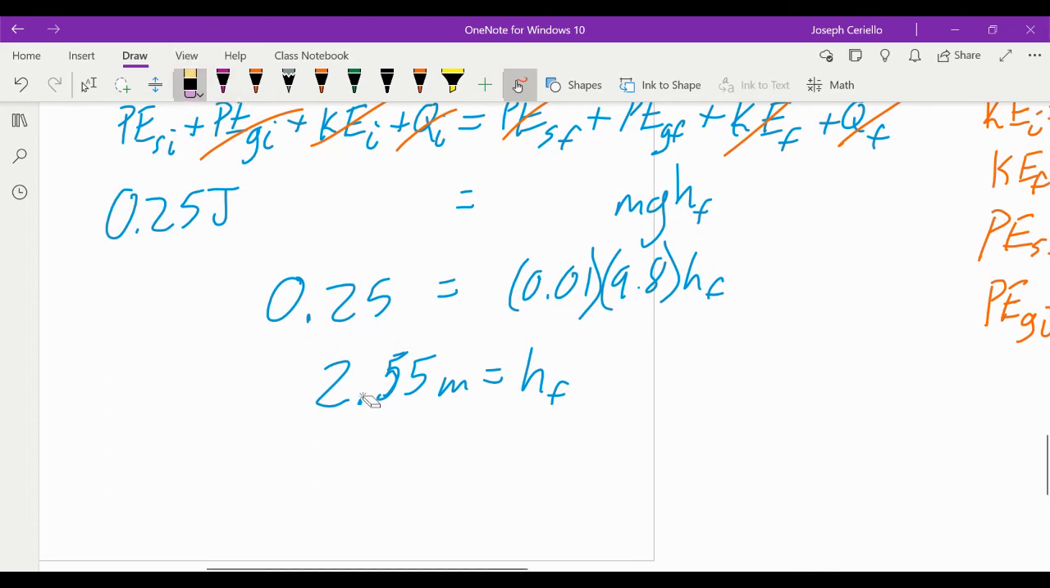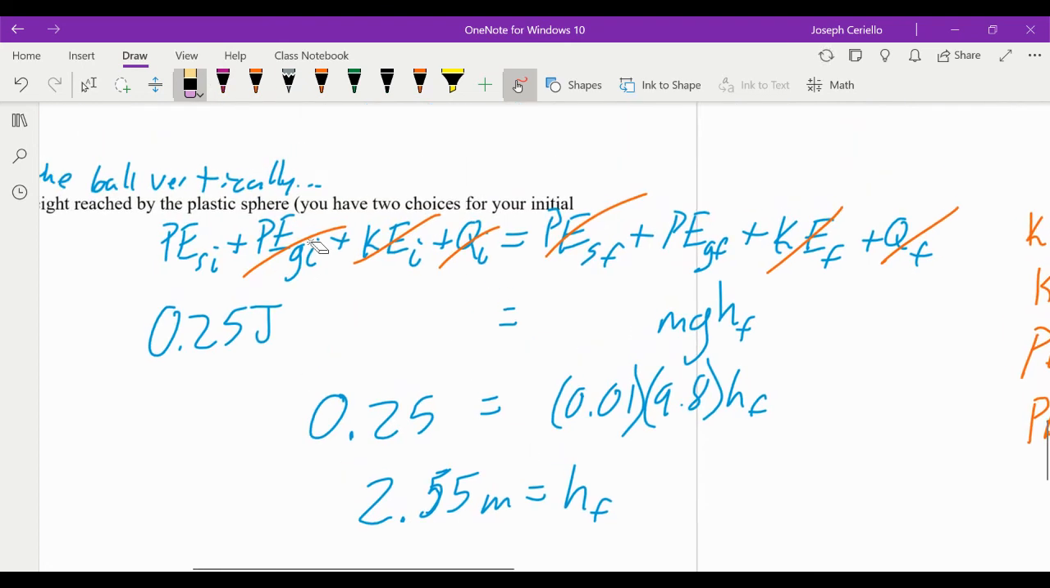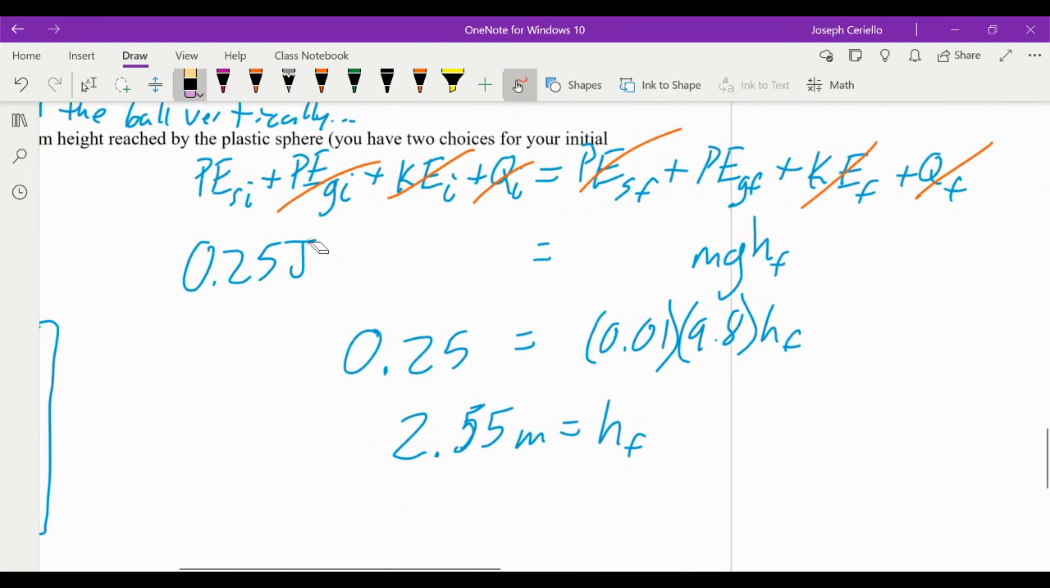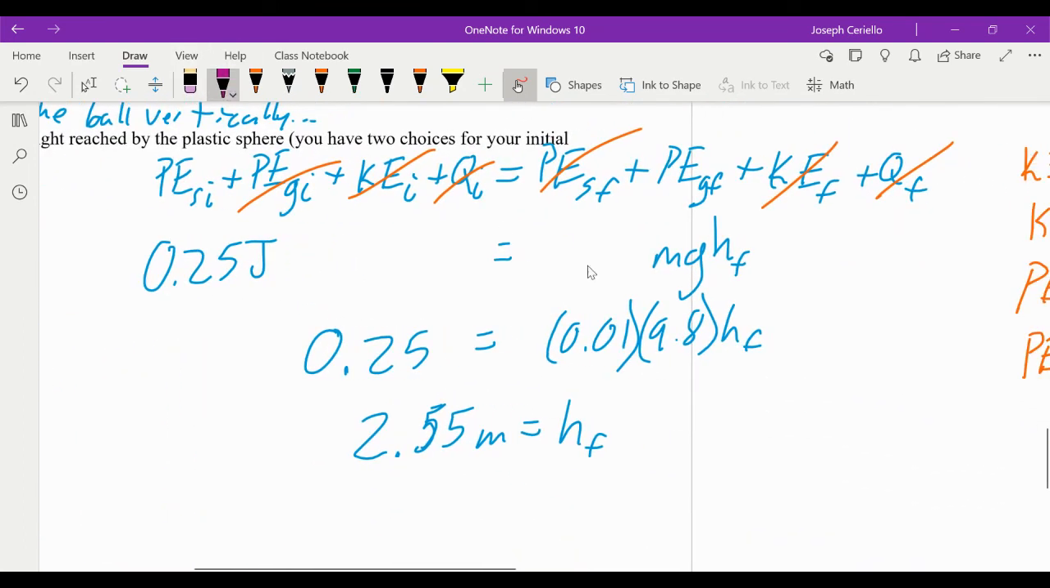I think I messed up the mass. I think the mass was 0.1. Yeah, the mass was 0.1. So there's actually a bit of a typo here. The mass was 0.1. So this is 0.1. Okay, so this is actually 0.255. So that's a bit of a typo.